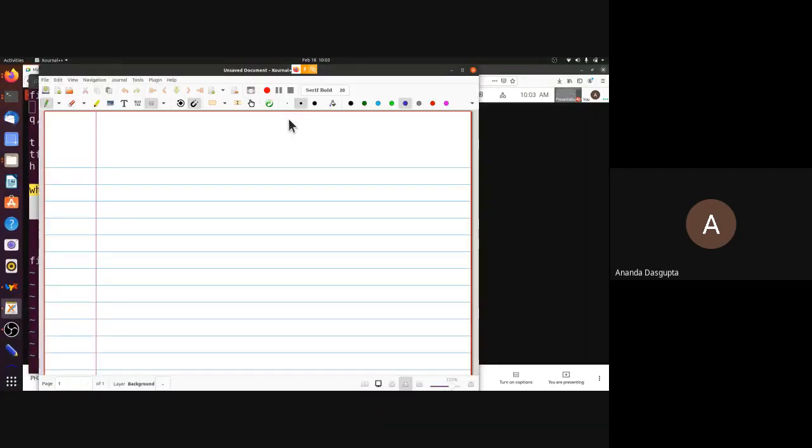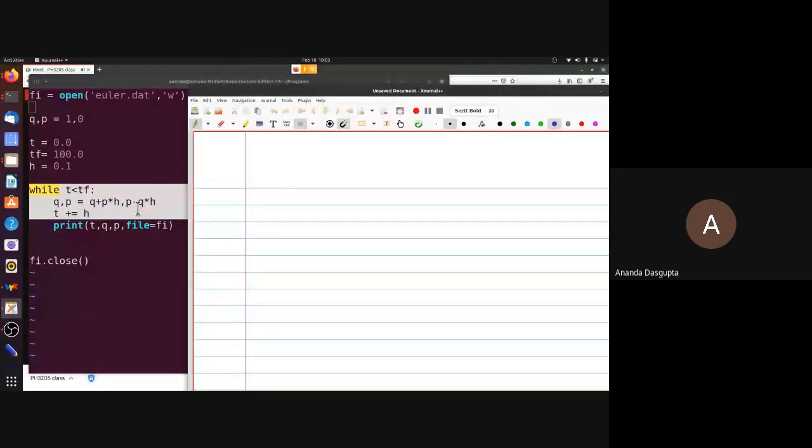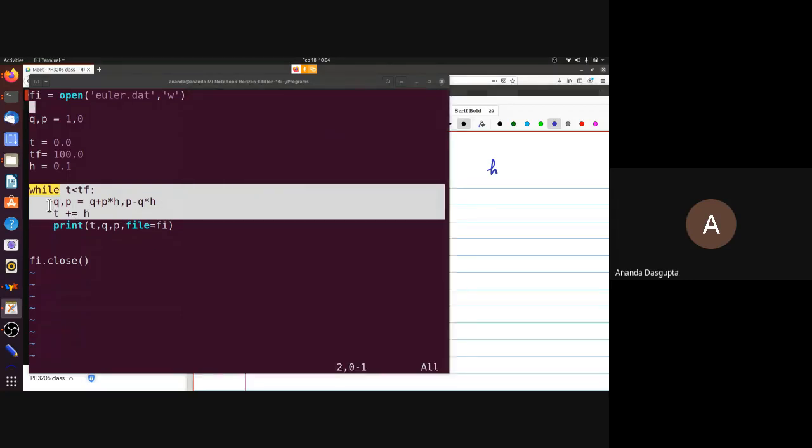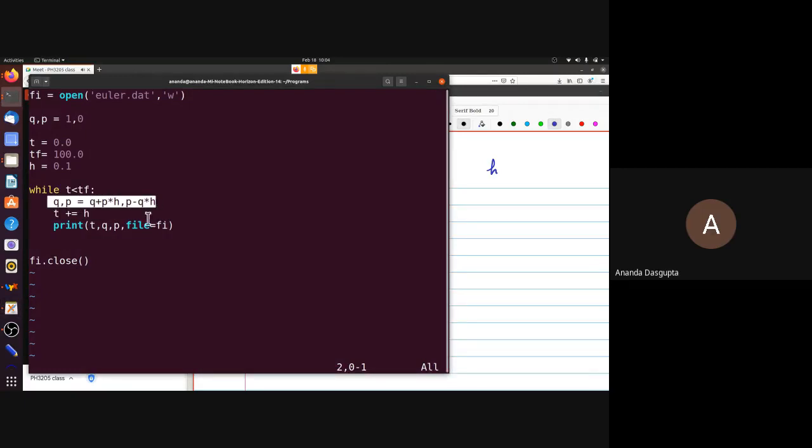If we take a look at what I'm really doing here, you can see that I'm starting with some value of Q and some value of P, and then changing them. Q changes over to Q plus P into H, and P changes into P minus Q into H, where H is some step, and T of course changes to T plus H. That's what is happening at every stage. What was Q earlier becomes Q plus P H. I hope everybody is aware of what this thing means. Anybody who has a confusion about this, please speak up.